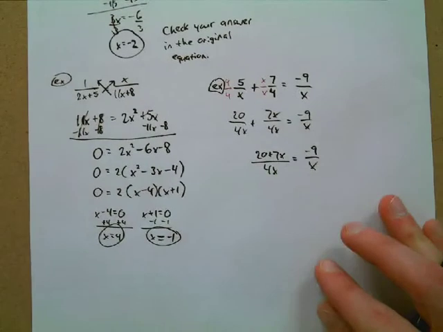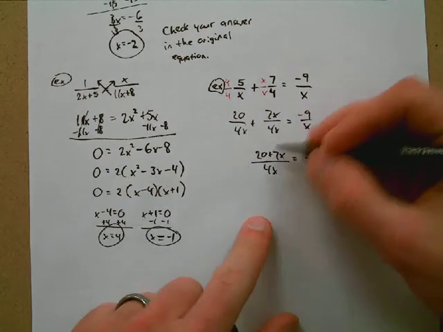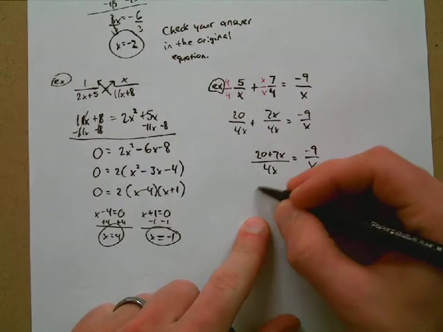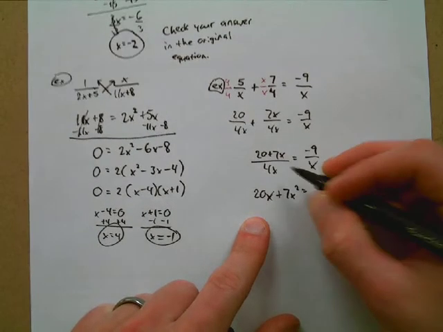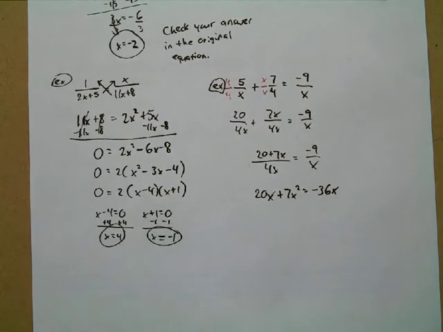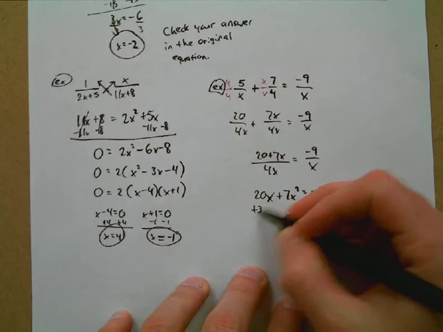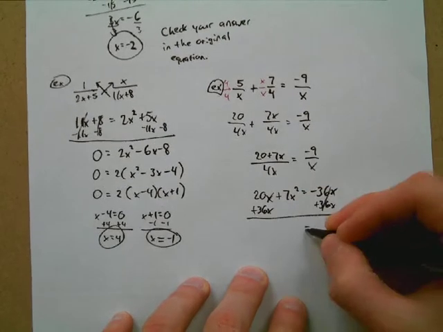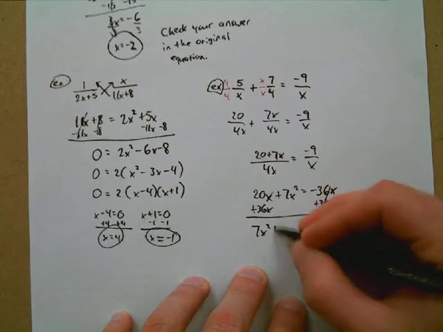Okay? And now we will cross multiply because we have a fraction equal to a fraction. So multiply the x, we get 20x plus 7x squared, and then 4x times -9 is -36x. Okay, it's quadratic again, so what do I need to make it equal to? 0. So I'm going to add 36x to both sides here. Okay, we'll get 0 there. I'm going to go ahead and put the 7x squared out front, and then 20 plus 36 is 56x.